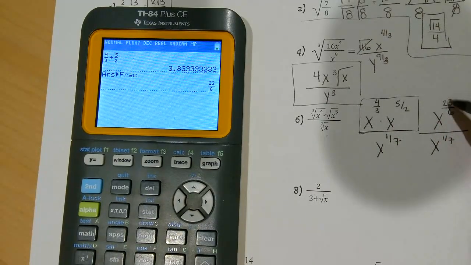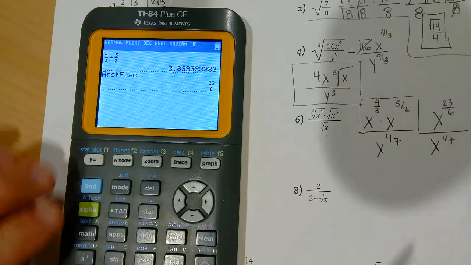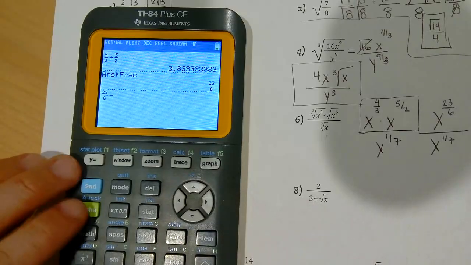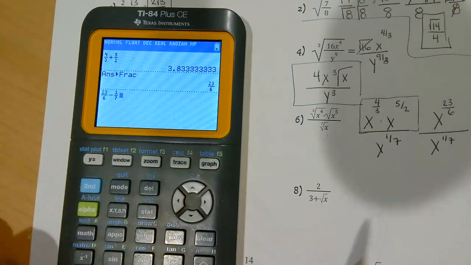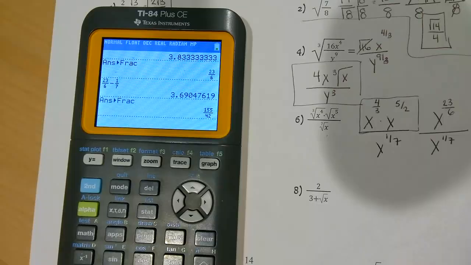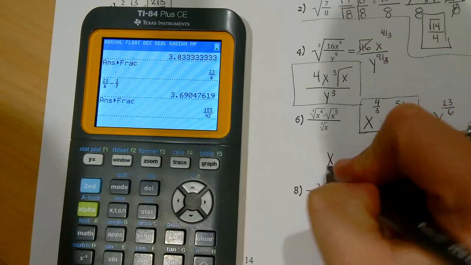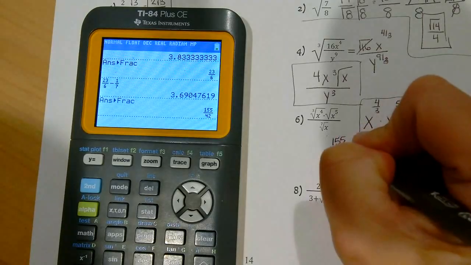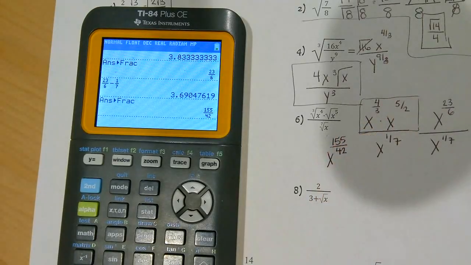Now again, naturally I see division, so I should be saying subtract. So I'm going to take that 23/6 and I'm going to subtract 1/7. Math frac. I get x to the 155/42. Now that is ugly.